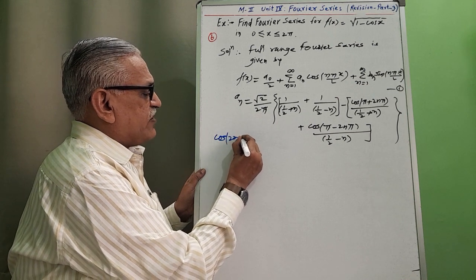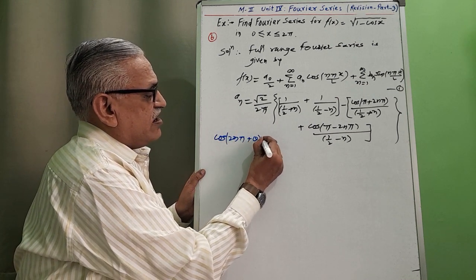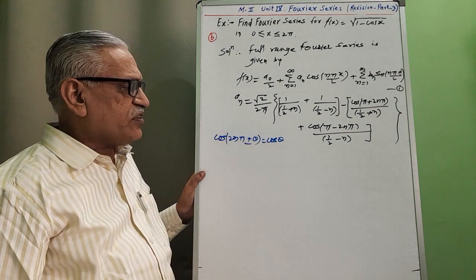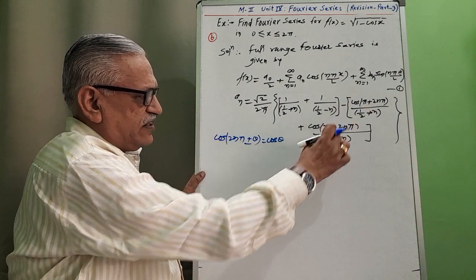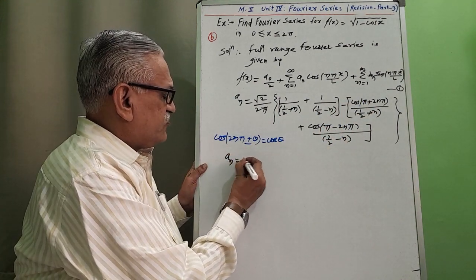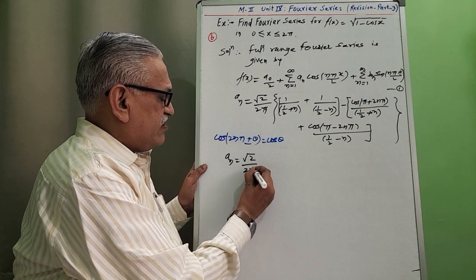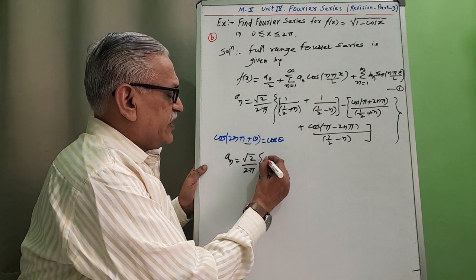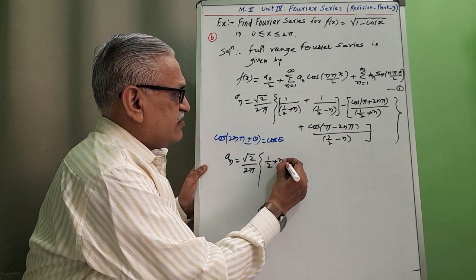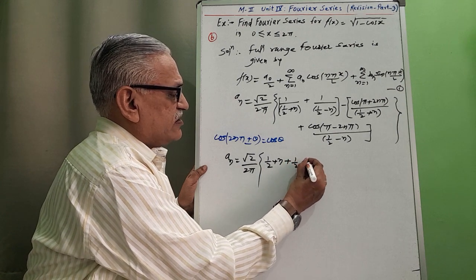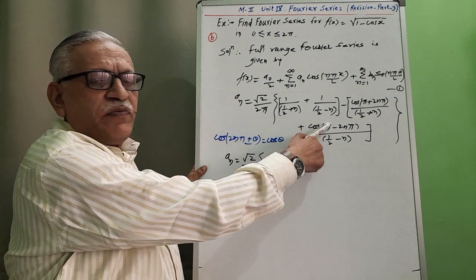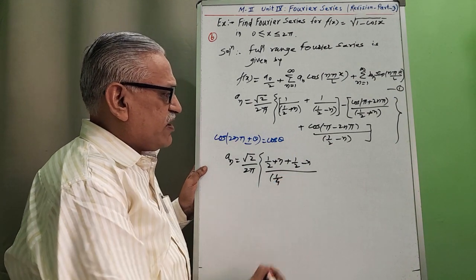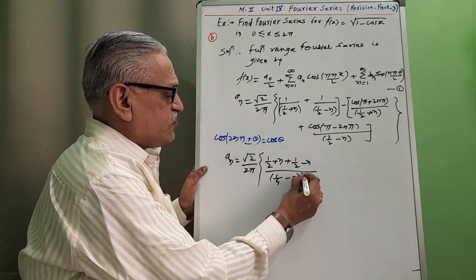Cos of 2n pi plus theta is cos theta, and cos of 2n pi minus theta is also cos theta, and therefore applying that result here, we get an equal to root 2 divided by 2 pi. Cross multiplying this, we get 1 by 2 plus n plus 1 by 2 minus n, and whole divided by a plus b, a minus b, that product is a square minus b square, which means 1 by 2 square as 1 by 4 minus n square.